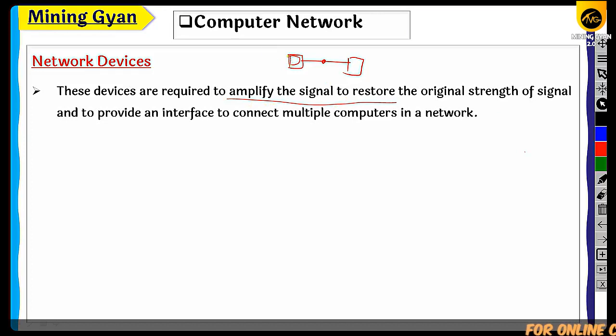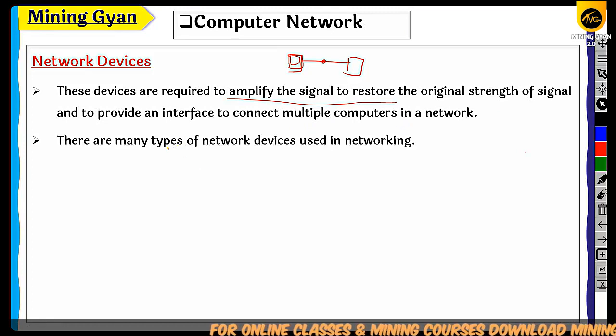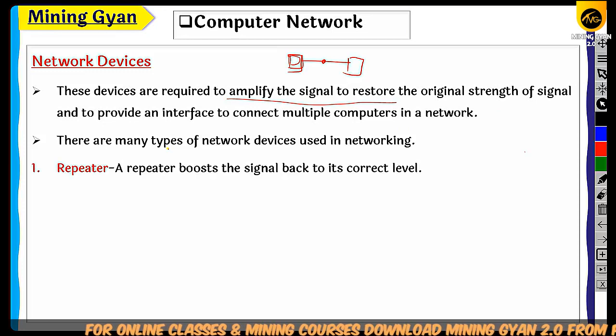So the devices are used to restore the original strength of the signal and to provide an interface to connect multiple computers in the network. Now there are many types of network devices used in networking, because if the network signal becomes weak, then the speed will also be affected. That's why we need network devices. The first one is the repeater. A repeater boosts the signal back to its correct level.